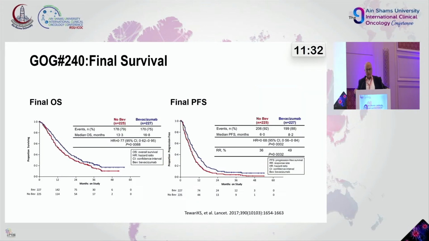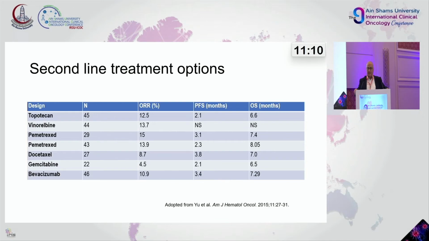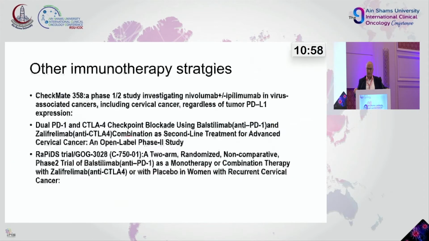This is the overall and progression-free survival. It was in favor of adding bevacizumab to the chemotherapy. Both showed significant results, and again, it was significant for cisplatin paclitaxel, but it wasn't significant for topotecan paclitaxel. This is the second-line treatment options for recurrent cervical cancer. Please note that the overall survival at maximum will be around 8.